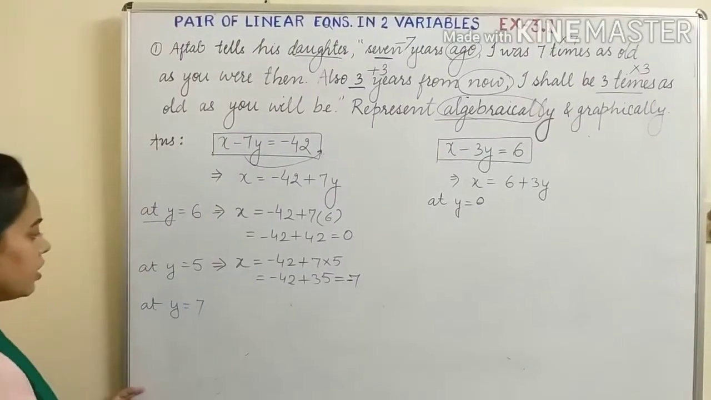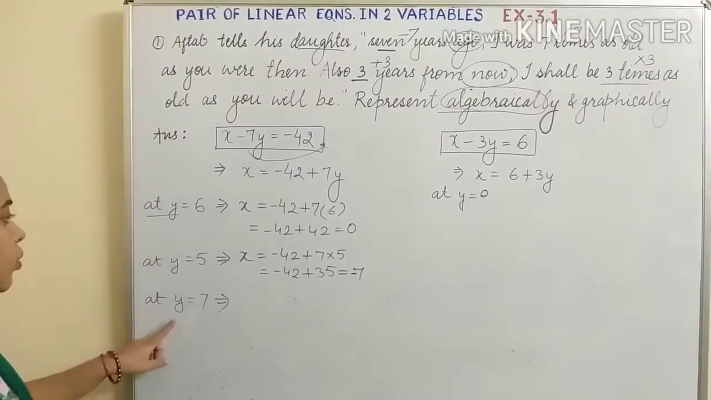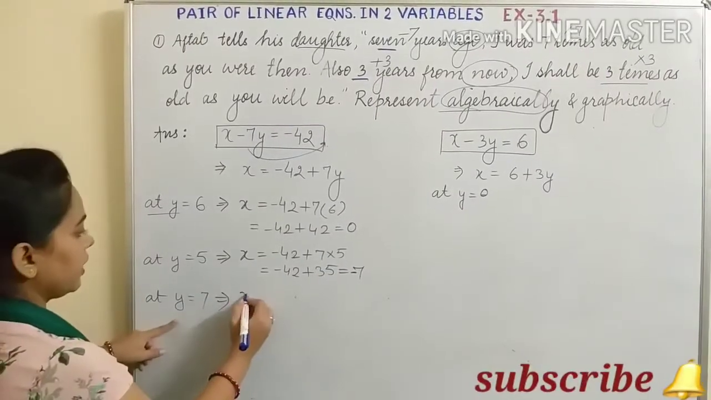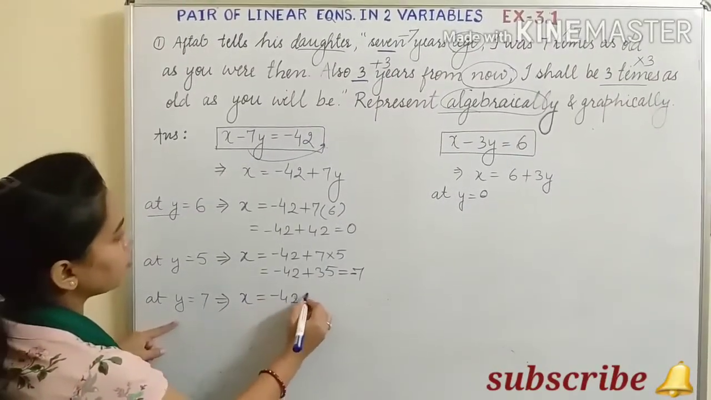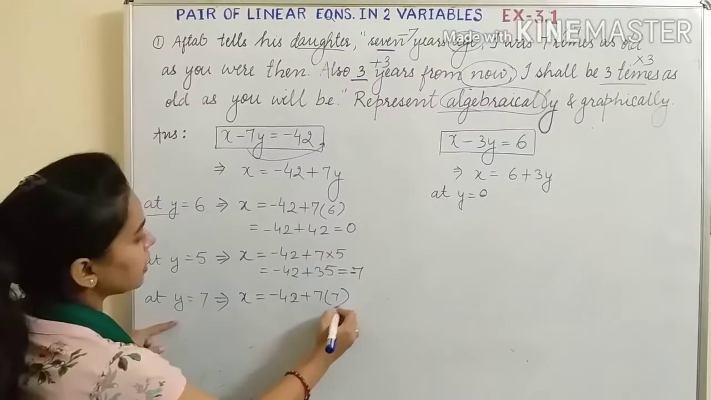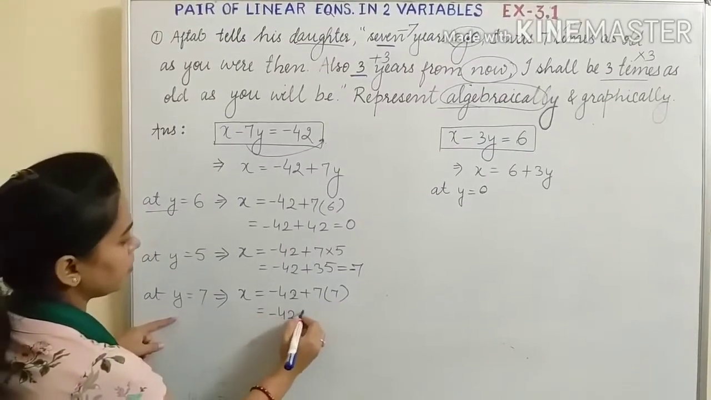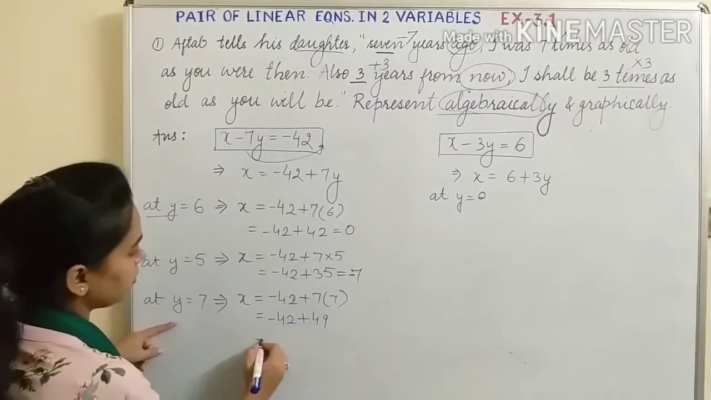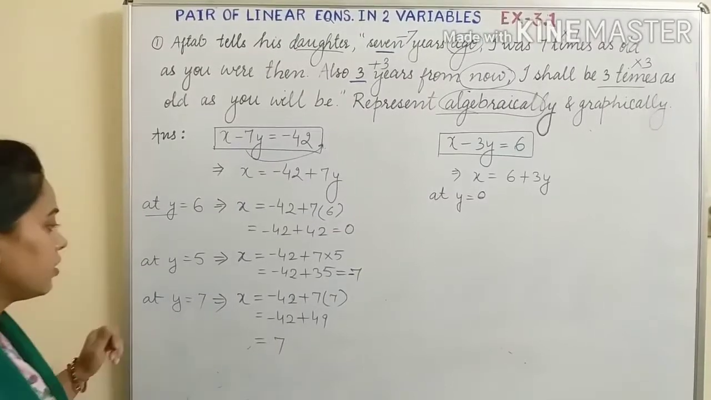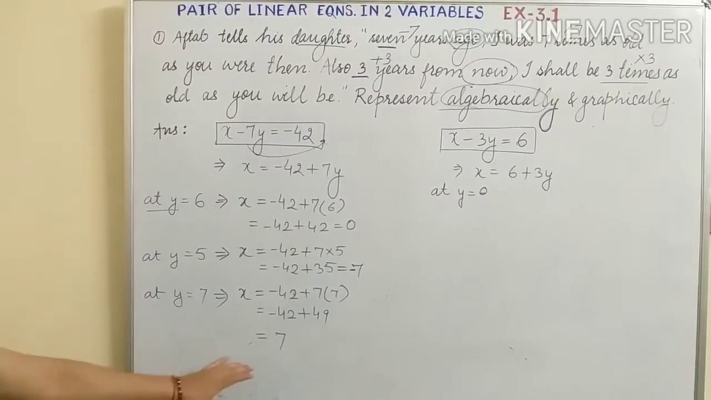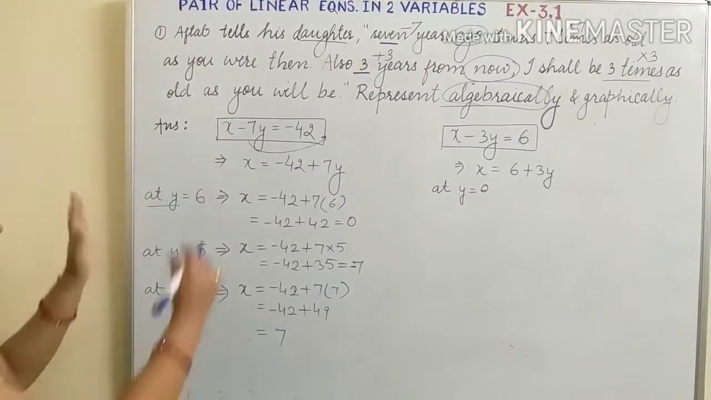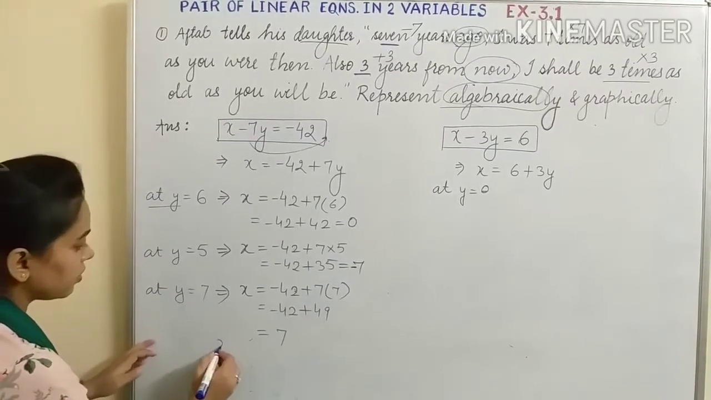Now for y equal to 7, x is equal to minus 42 plus 7 times 7. This will come out to be 7. Yes, this will be plus 7. Now we will make the box for these values.